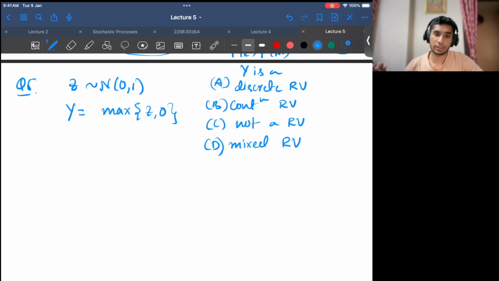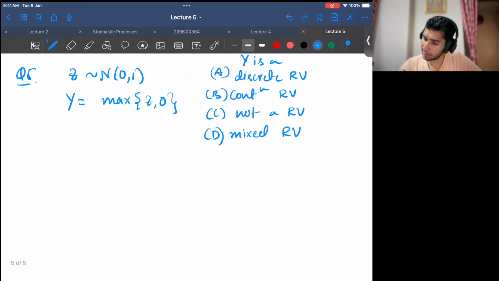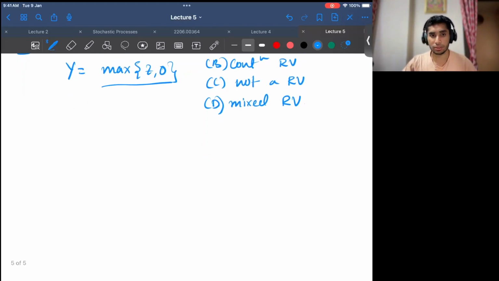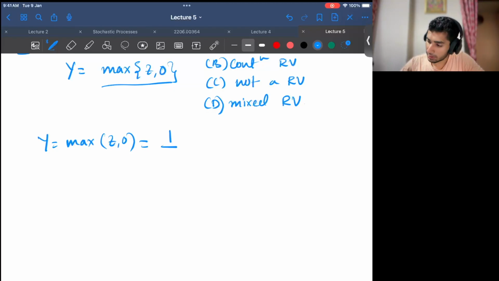So yeah, it's not pretty straightforward. It's just a tricky thing. Looking at it, it looks like okay, something is fishy, but actually, you just need to remember one thing. So y is equal to max of z comma 0, right? Now max function can be written in another form. So maybe I will just write it down. So this can be written as half of z plus 0 plus mod of z minus 0.